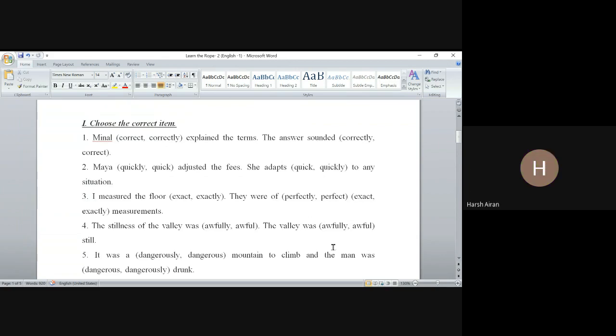Okay. And here it is, we will use an adjective or adverb in "any situation." She adapts... don't say "she adapts quick to any situation." Okay. Yes. Any question?